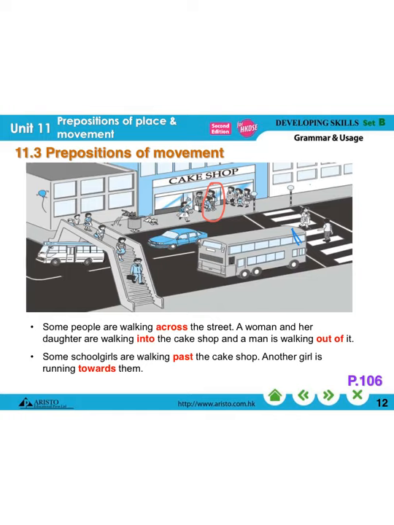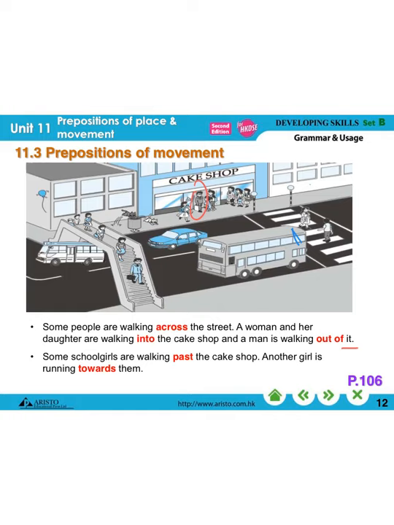And then at the same time, you can see a man here, and the man here is actually walking out of it. For the 'it' here, I am talking about the cake shop. Out of it means from inside to outside.